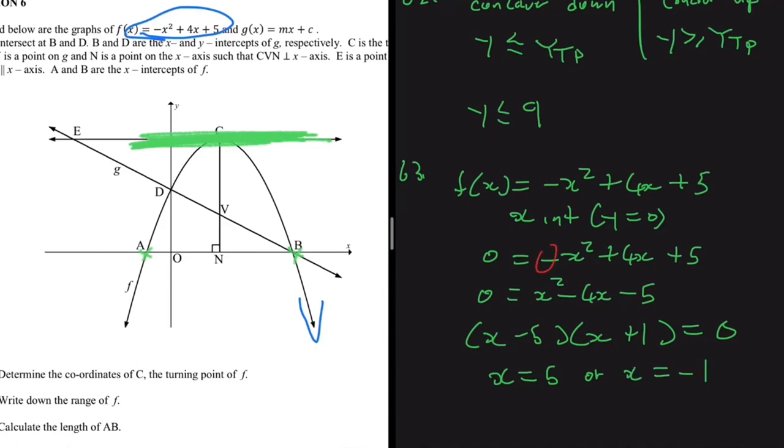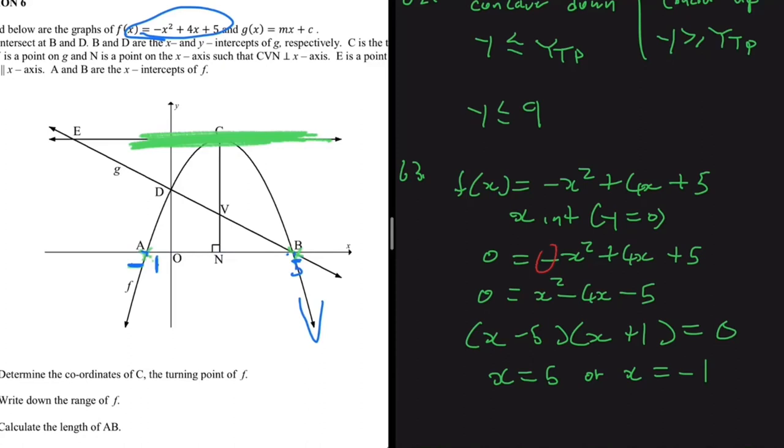So clearly the x coordinate of A will be minus 1, right? We cannot say the coordinate of B is minus 1 when B is clearly on the positive axis, right? And then the x value of B, that is 5, right? So what is the length from A to B? The length from A to B is 6, right? The length from A to B is 6 units.